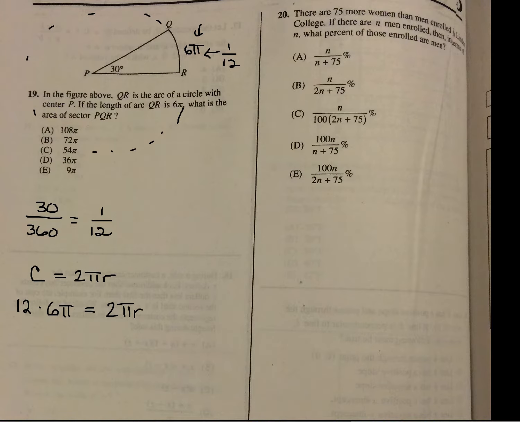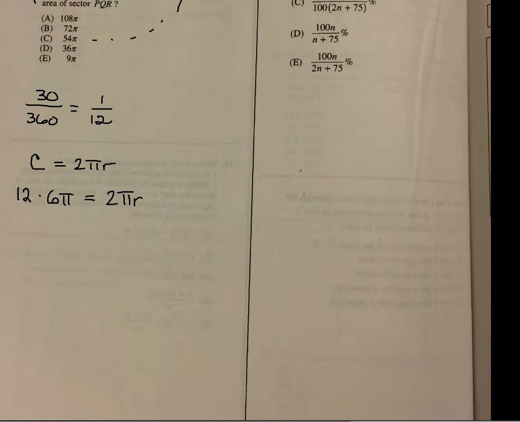Now with that in mind, we can find out the radius of the circle. This is going to be 72 pi equals 2 pi r. The pi's are going to cross out, and we're going to get the radius equals 36. Now, let's see what they're asking for in the question.